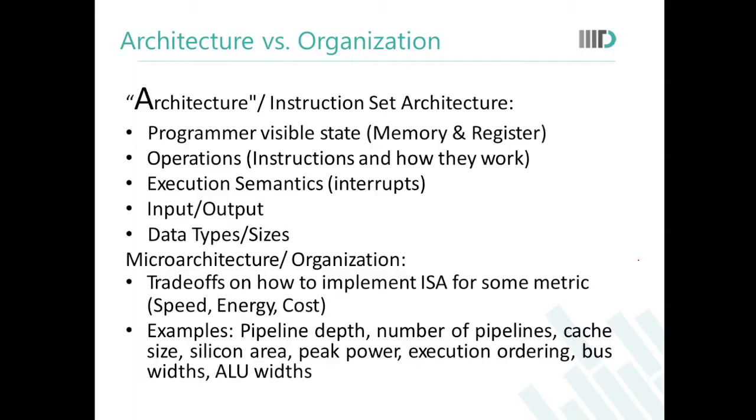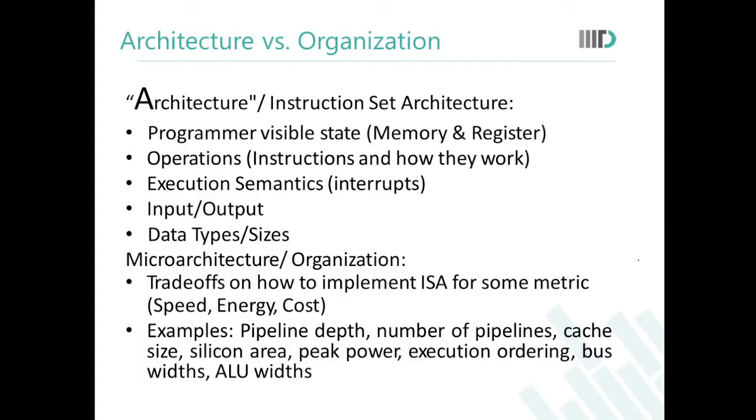Then ISA also tells about the kind of operations the hardware or the machine can do. For example, whether the ISA can handle floating point operations, whether the ISA can handle, let us say, some complicated arithmetic operations like division and so on. So, all this information will be there in the ISA.